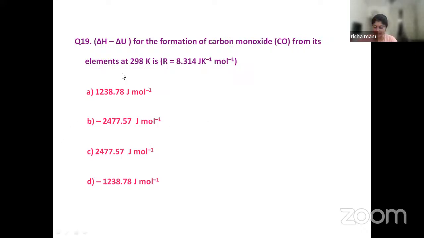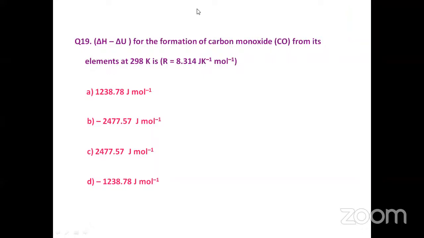Next question. Delta H minus delta U for the formation of carbon monoxide from its elements at 298 Kelvin is. R is given as 8.314 joules per Kelvin per mole. So these are the values.